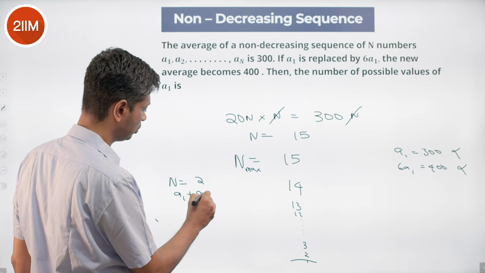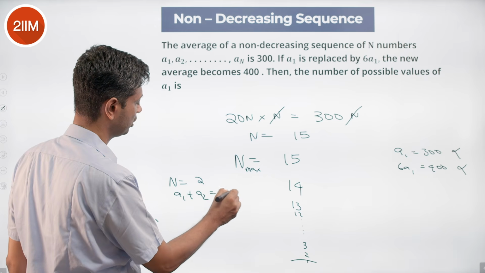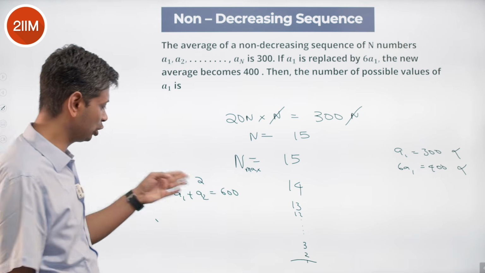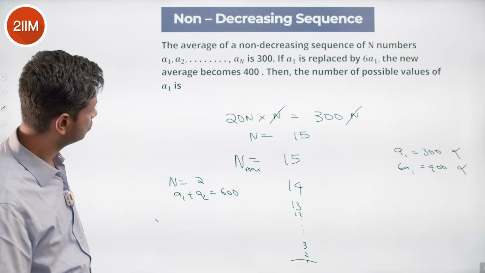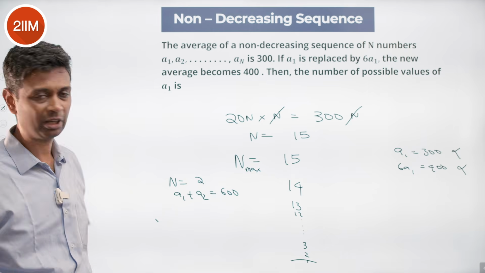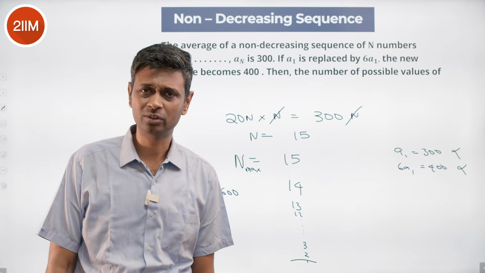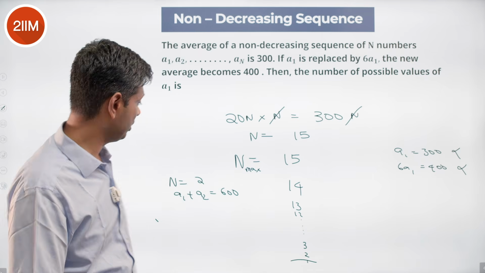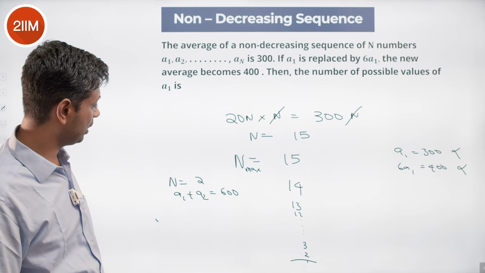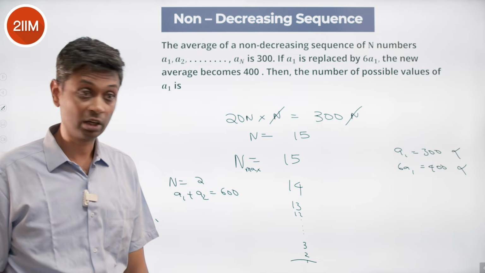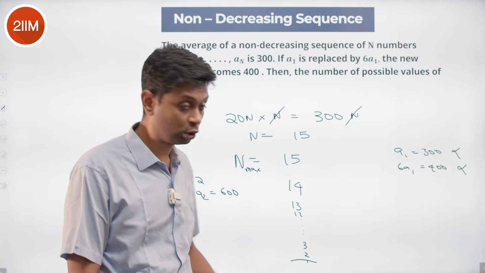a1 plus a2 is 600. a1 is 2 into 15, which is 30. a2 can be the remaining. This will work. Nothing wrong. So this can work. So a1 plus a2 being 600, n equal to 2 will work. From 15 all the way till 2 will work.